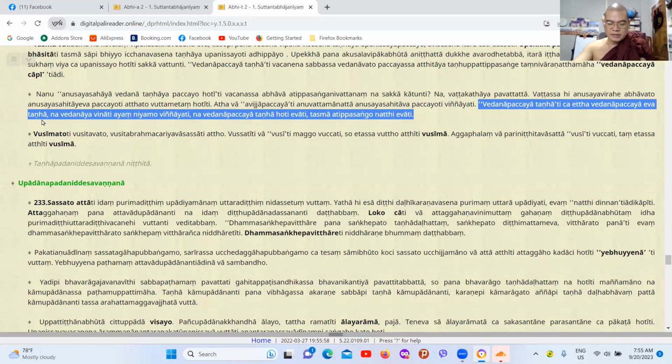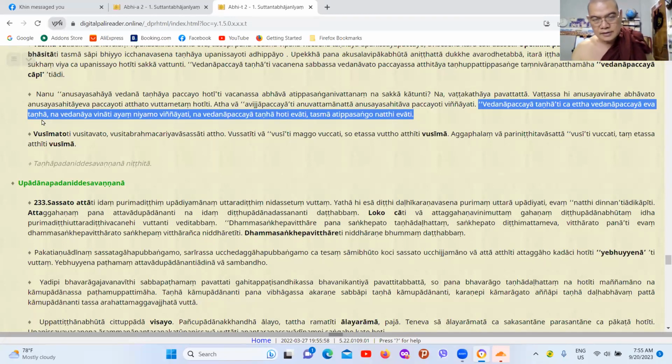Na vedana paccaya dana hodi eva. Not only vedana paccaya dana. There is no niyama here, no limit, no fixed law. Vedana paccaya dana hodi eva, there is no such kind of fixed law. That's why there is no question for this.